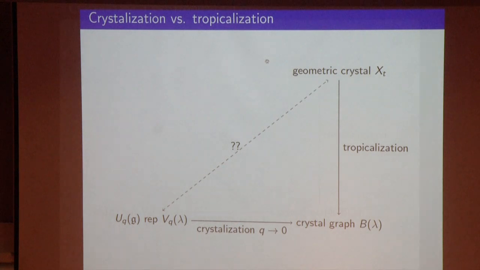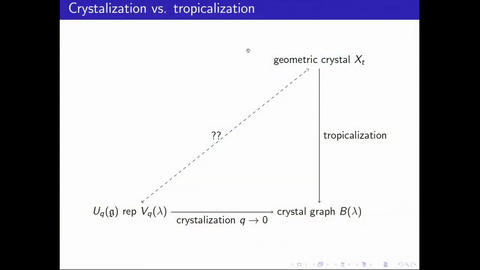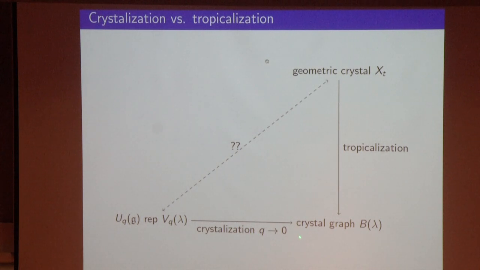Just to say a little bit about where this construction comes from. Kashiwara came up with this construction by studying representations of the quantum group, a q-analog of the Lie algebra. Then he took the limit as q goes to 0, and he called it crystallization. I won't talk about this construction. I'll just talk about a different construction due to Berenstein and Kazhdan, which starts with a geometric crystal and tropicalizes it. As far as I know, there's no known way to go directly from the quantum construction to this birational construction.